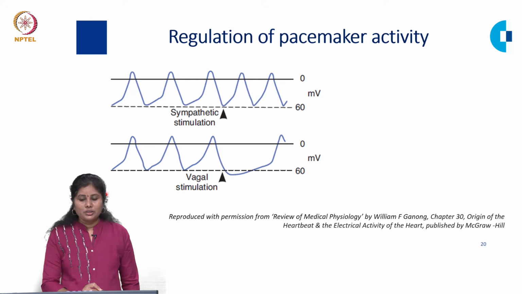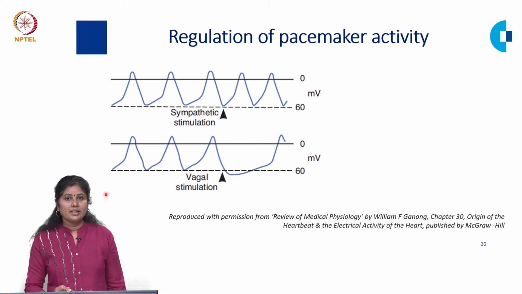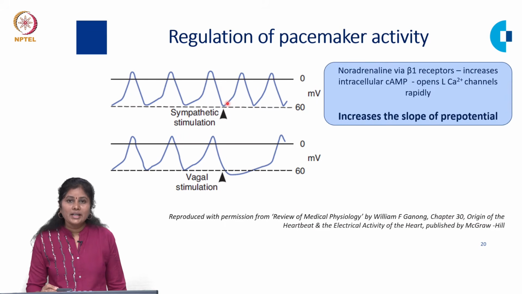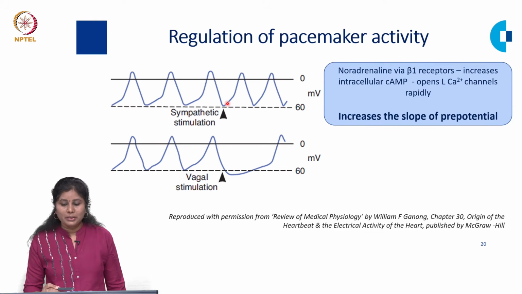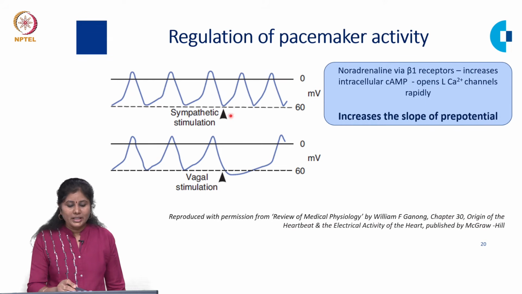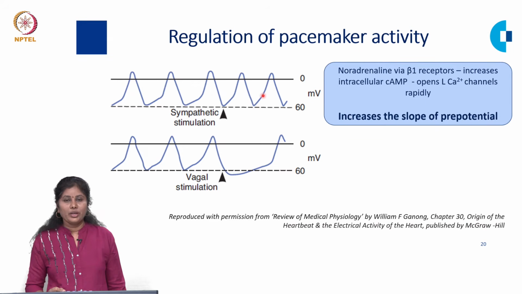Look at this picture which shows the regulation of the pacemaker activity by the sympathetic and parasympathetic activation. See, this is the normal rhythm of the pacemaker tissue. When there is sympathetic stimulation, look at the slope of this prepotential, it is increased. Now, why this occurs is the noradrenaline produced in the sympathetic nerves, they act via the beta 1 receptors, it increases the intracellular cyclic AMP, this will open up the L-type calcium channels. So, rapidly this depolarization will take place, that is why the slope is increased, okay, and the heart rate is also increased.